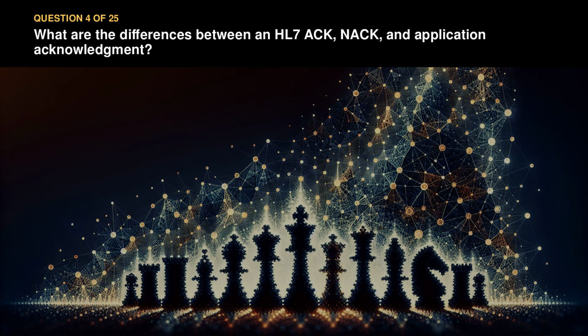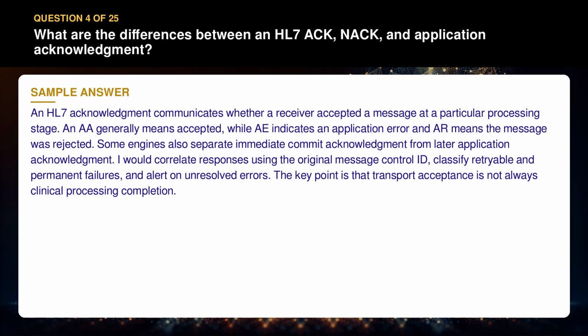Question 4. What are the differences between an HL7 ACK, NACK, and application acknowledgment? An HL7 acknowledgment communicates whether a receiver accepted a message at a particular processing stage. An AA generally means accepted, while AE indicates an application error and AR means the message was rejected. Some engines also separate immediate commit acknowledgement from later application acknowledgement.